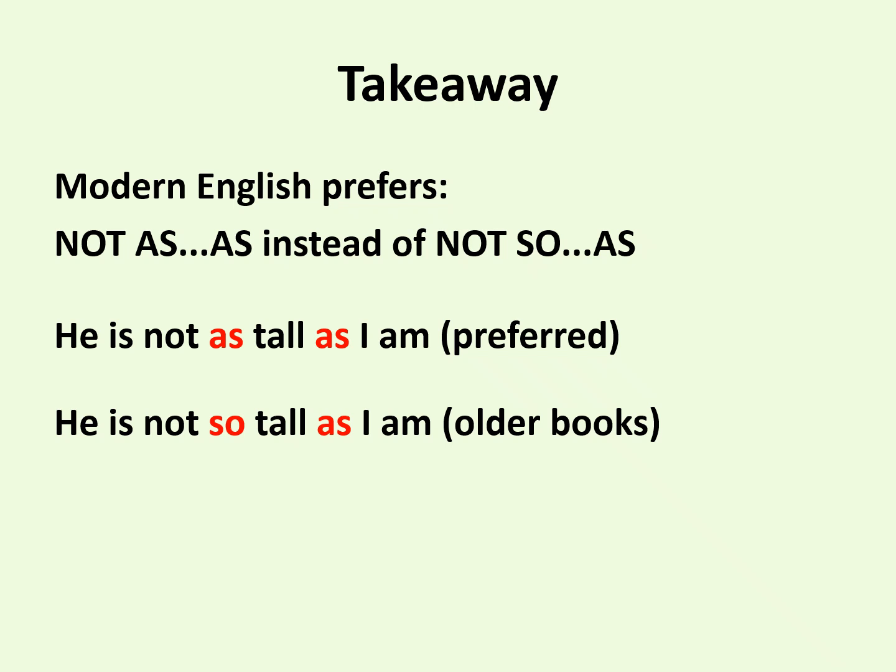Modern English recommends you use as structure even for negative sentences. So you say he is not as tall as I am. That is a preferred one. He is not as tall as I am. That is a preferred structure according to modern English. He is not so tall as I am, you'll find in older books, but not recommended in modern English.